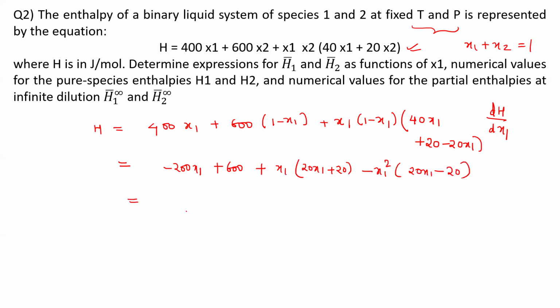So we get minus 200 plus 20, minus 180 x1, and the 600, and this 20 x1 square and minus 20 x1 square plus 20 x1 square.